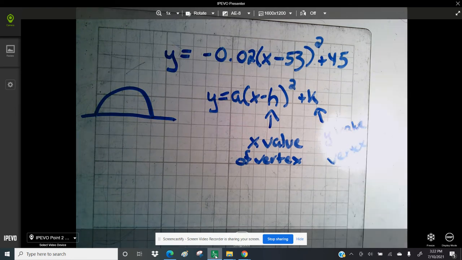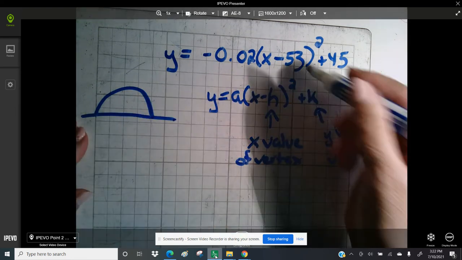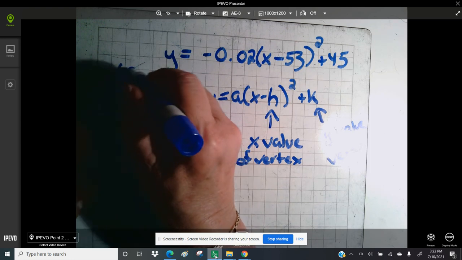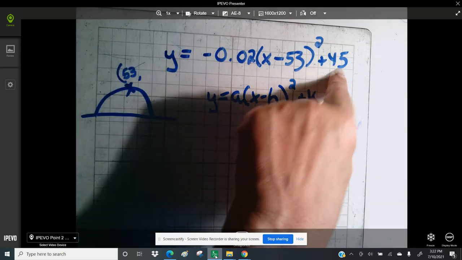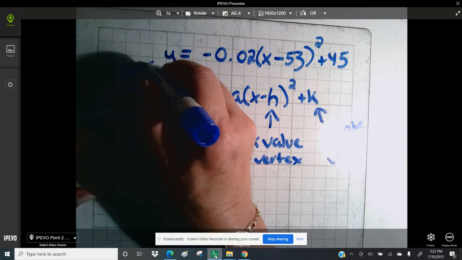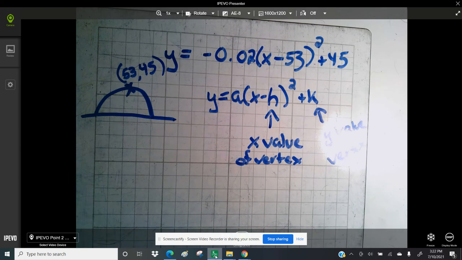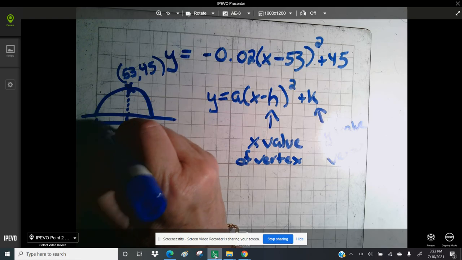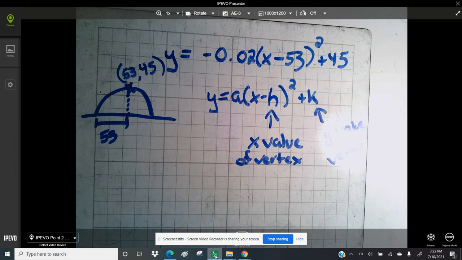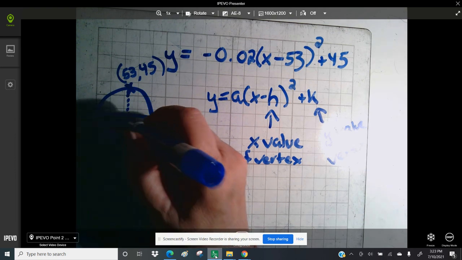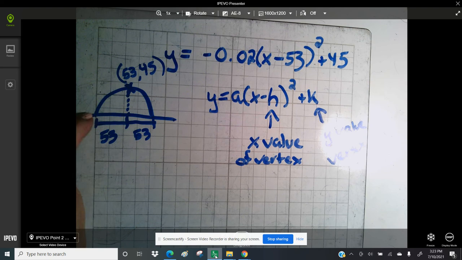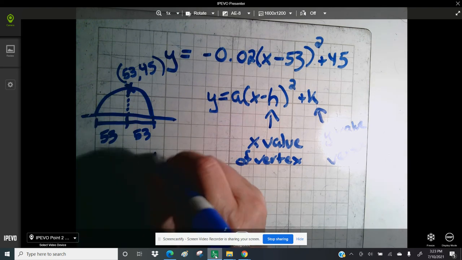So this tells you that your vertex here, if this is my parabola, my vertex here would be at 53, and my height at this point would be 45 meters. So if I know that point, well, I know that the x value from here to here has to be 53. But we know that a parabola has to be symmetrical. So I know from here to here also has to be 53. So I know roughly from the beginning to here it's going to be 106.